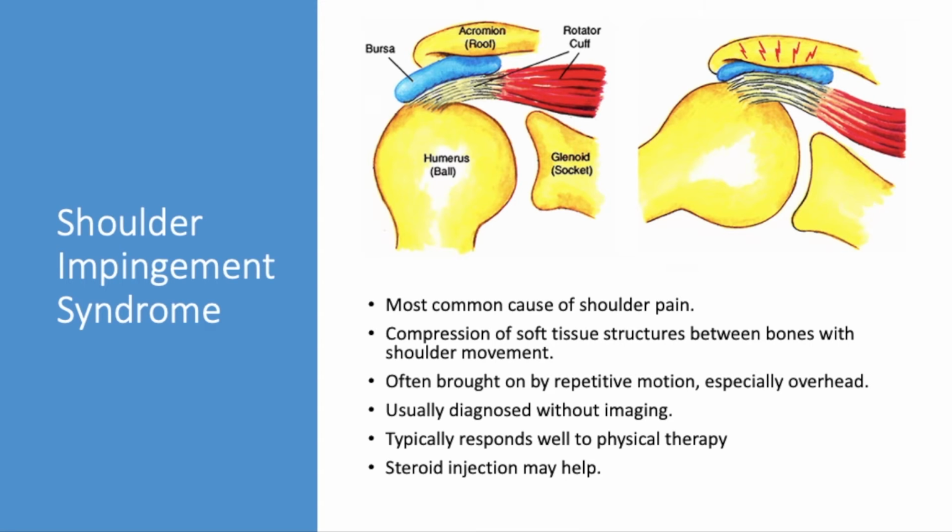So the most common cause of shoulder pain is called shoulder impingement syndrome. This consists of about 30 to 35% of shoulder pains that are seen in the clinic. What this entails is compression of soft tissue structures between bones with overhead movement. As you see here, the supraspinatus, one of the rotator cuff muscles, comes out of this rather narrow bony canal. And in impingement, when the arm is abducted or brought away from the body, it's brought into contact here with bursa and consequently here with a hard bony roof.